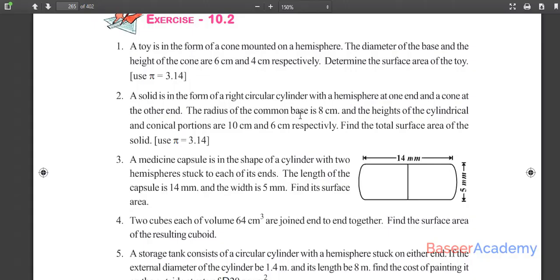A solid is in the form of a right circular cylinder with a hemisphere at one end and a cone at the other end. So we have a cylinder here. That is our cylinder. And to one end of the cylinder, we have a hemisphere connected to it. Let's say this is the hemisphere. And at the other end, you have a cone connected. So this side here is a hemisphere, and this side you have a cone.